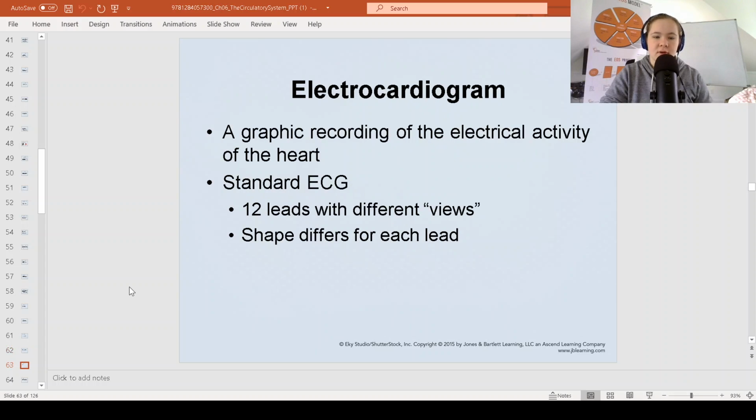An electrocardiogram is a graph recording the electrical activity of the heart. A standard ECG has 12 leads, which are different views. The shape differs for each lead.